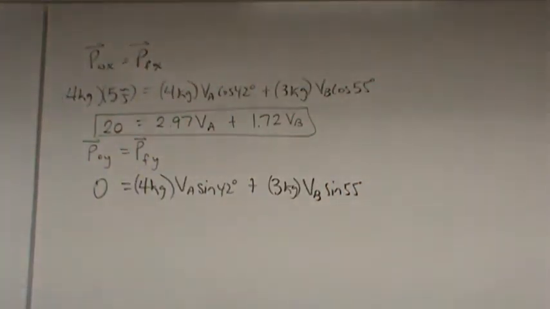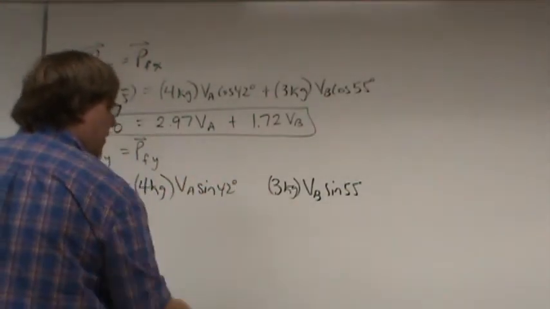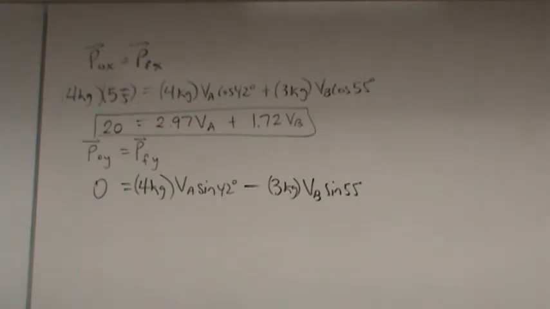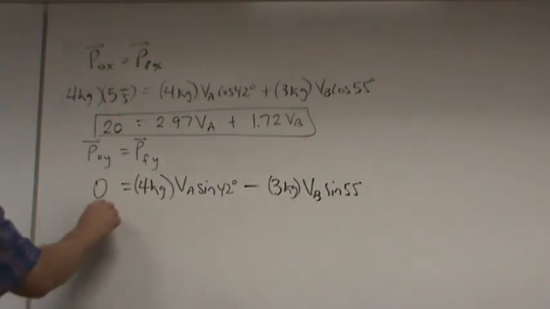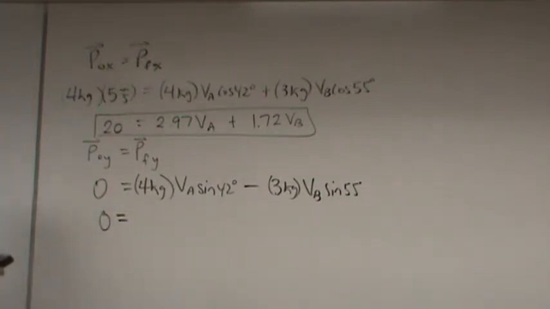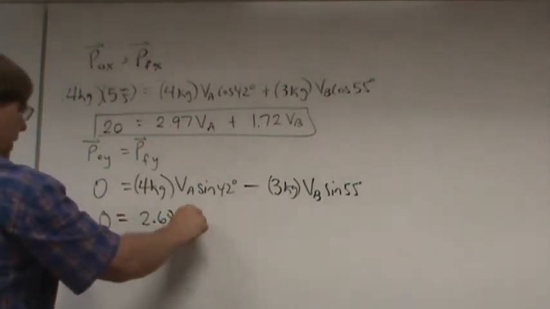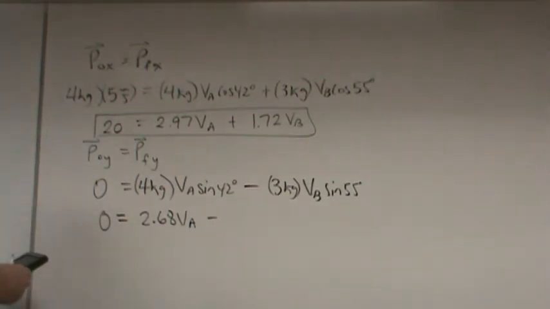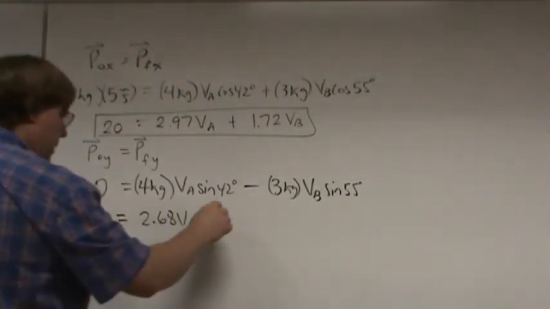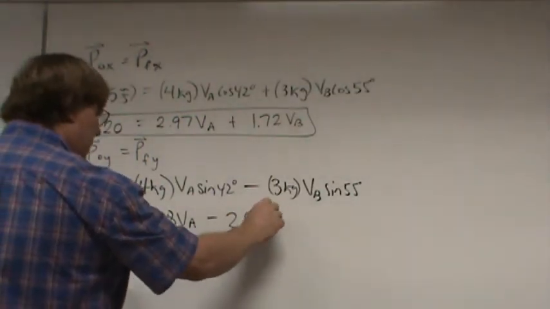Except for one thing. Do you notice that this puck is moving up, so he's got a positive momentum? This puck's moving down, so he has a negative momentum. But I want my VAs and my VBs to all be positive. So that means in this equation, I'm going to have to make it negative. I've got a positive momentum and a negative momentum. So I got the 4 sine 42, 2.68 VA minus 3 sine 55, 2.46 VB.